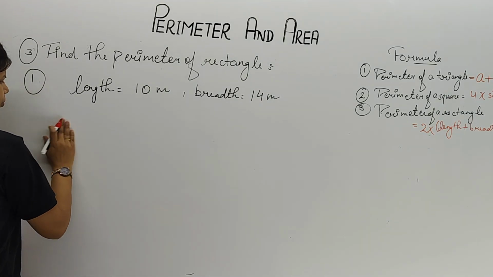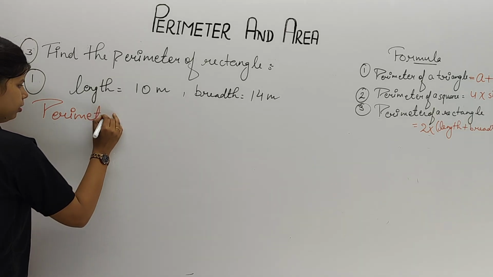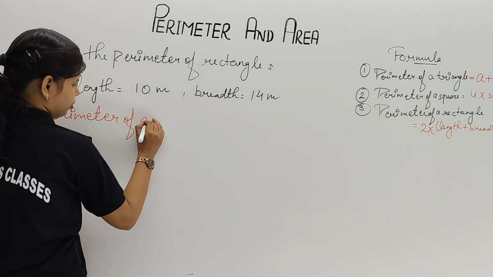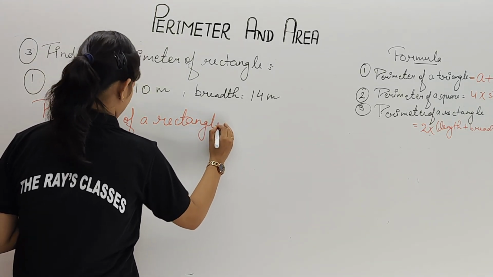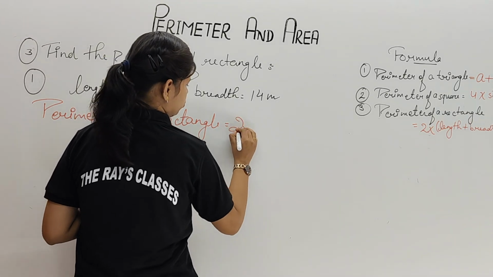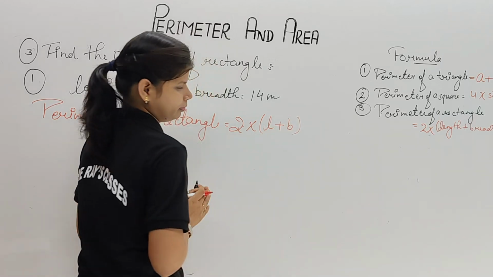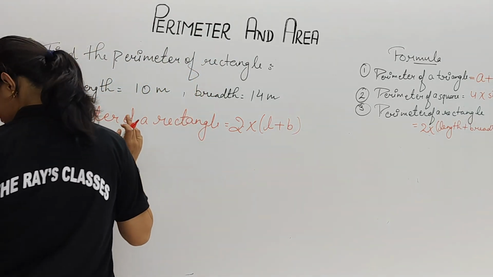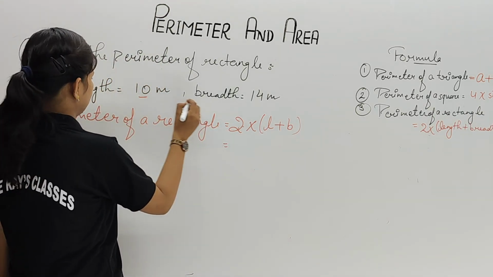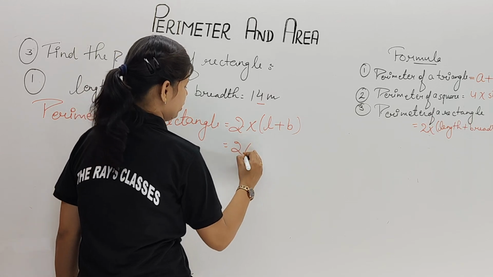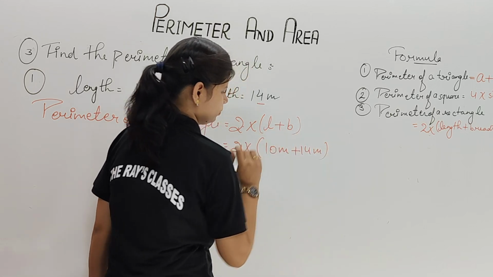So you don't have to keep your head much on the things. Simply you will write the formula. Perimeter of rectangle equal to 2 multiplied by L plus B. Clear? Your L is what? Your L is how many meter? 10, and B is 14. So 2 multiplied by 10 meter plus 14 meter.